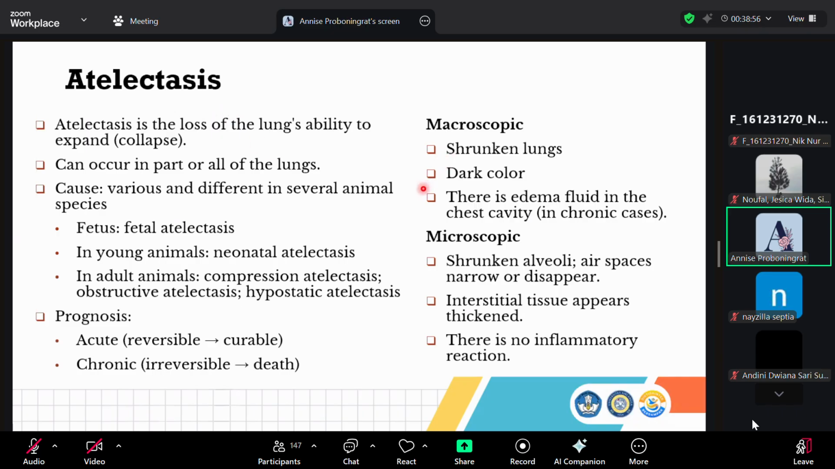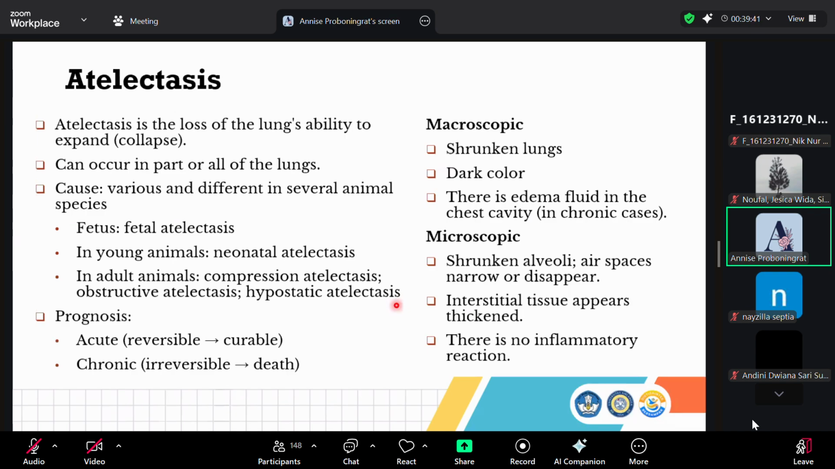Okay, then atelectasis. Atelectasis is the loss of the lung's ability to expand that can occur in part or all of the lungs, and the cause is various in several animal species. In the fetus, it can cause fetal atelectasis, in young animals neonatal atelectasis, and in adult animals compression atelectasis, obstructive and hypostatic atelectasis. The prognosis in acute cases can be reversible, and in chronic cases irreversible and can cause death in the animals.